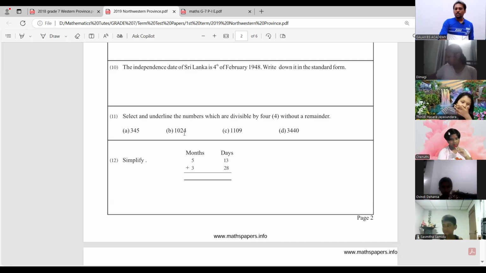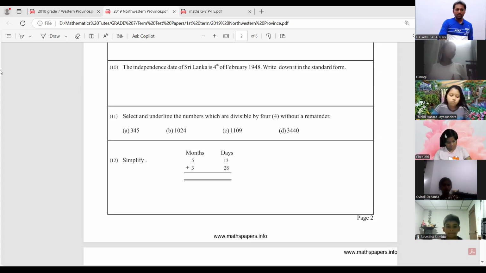Next one, 1024. Last 2 digits, 24. Is 24 divisible by 4 or not? It is divisible. So this number should be divisible by 4. It is the finding method, okay? So this number is divisible by 4.